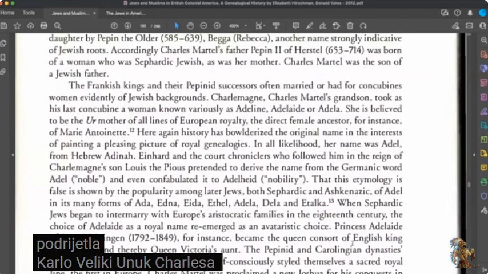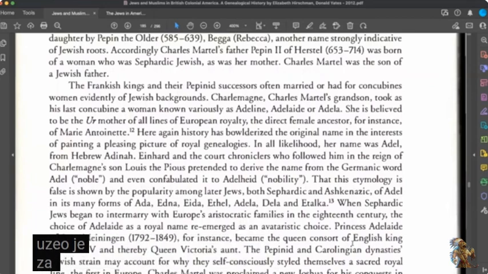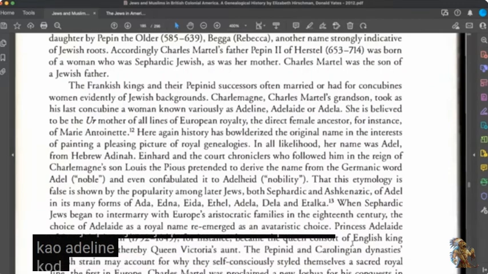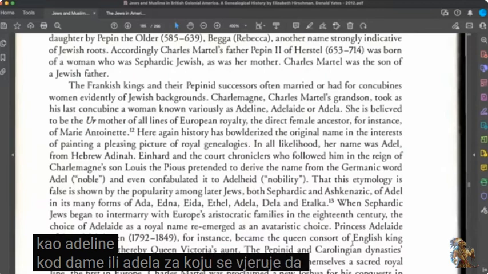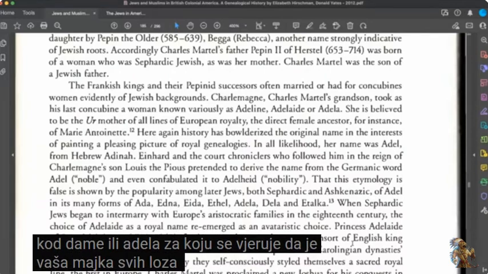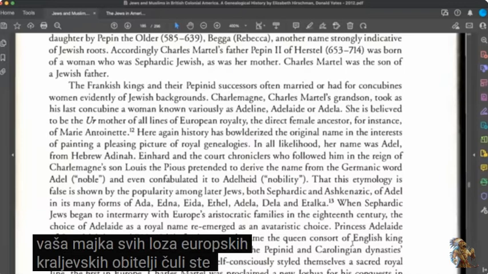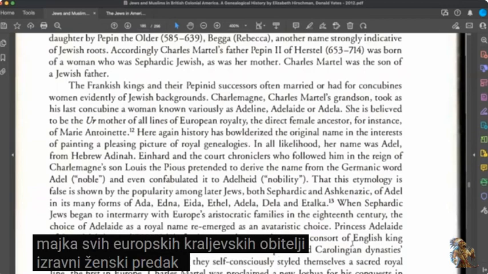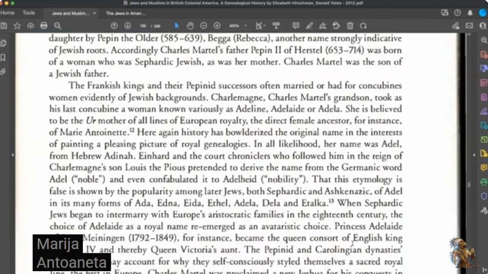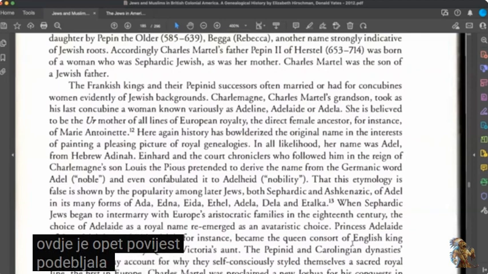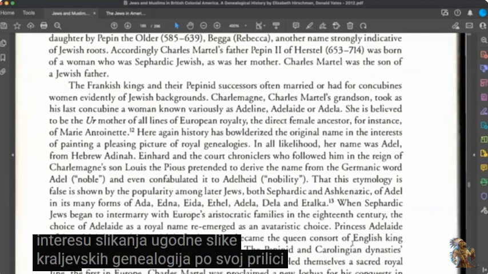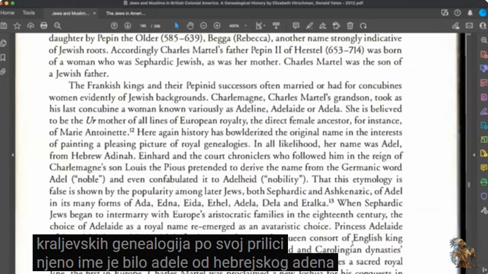Charlemagne, Charles Martel's grandson, took as his last concubine a woman known variously as Adeline, Adelaide, or Adela. She is believed to be the mother of all lines of European royalty. You hear this? The mother of all European royalty, the direct female ancestor, for instance, of Marie Antoinette. Here again, history has bowdlerized the original name in the interest of painting a pleasing picture of royal genealogies. In all likelihood, her name was Adele, from Hebrew Adina.